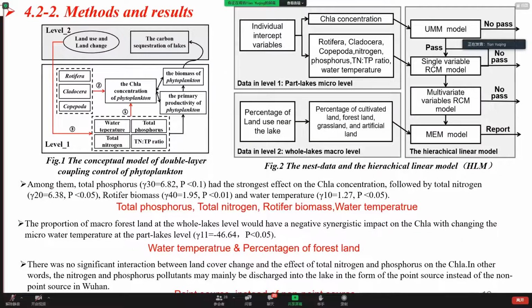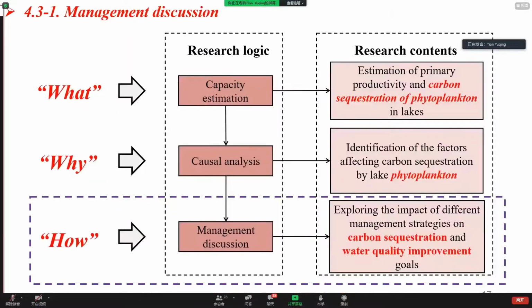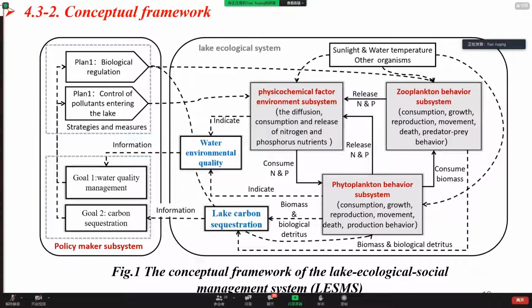The nested data structure was used to express the cross-scale relationship between water and the land environment factors for the first time. Furthermore, a conceptual model was proposed and mathematical models were constructed for fitting. This result would provide critical information for following research. Finally, some management strategies were explored. This study puts forward the concept theory of the LISM system, and it was defined as a complex adaptive system with a motor, objectives, and emergence.